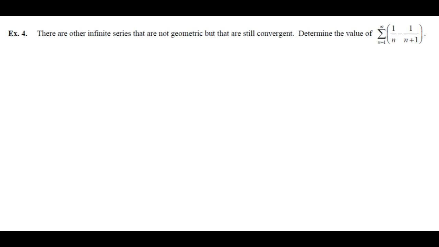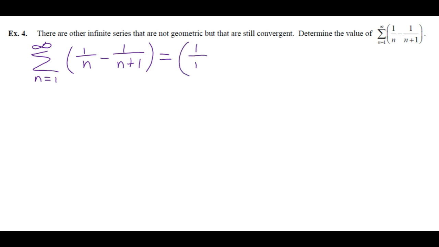That's it. There are other infinite series that are not geometric, but that still converge. Determine the value of the sum, n equals 1 to infinity, of 1 over n minus 1 over n plus 1. So probably the best way to do this is just to write down a few terms and see what's going on, right? So we're going to start off by saying, okay, so the sum of n starting at 1 of 1 over n minus 1 over n plus 1 is, so what's the first value we put in for n?